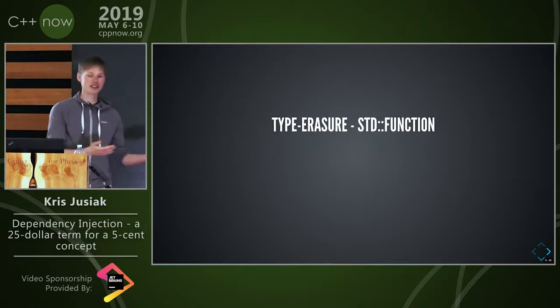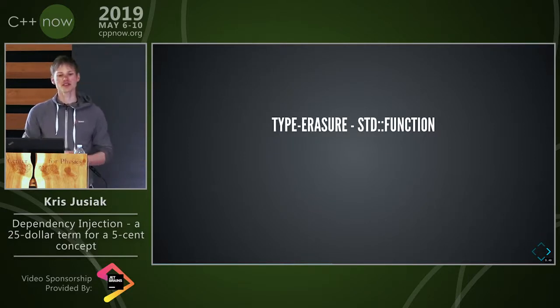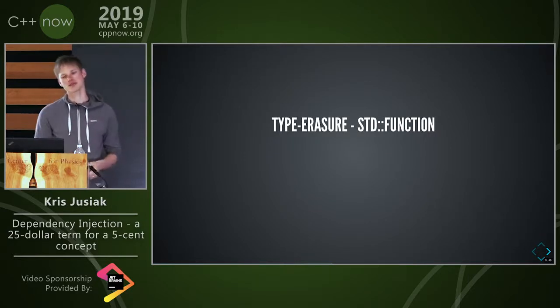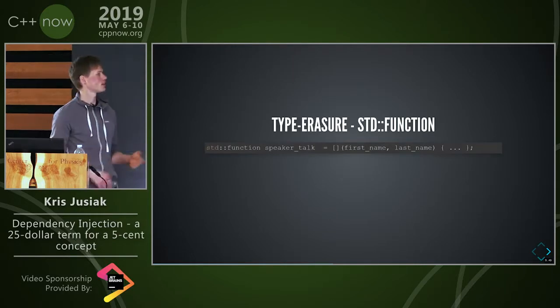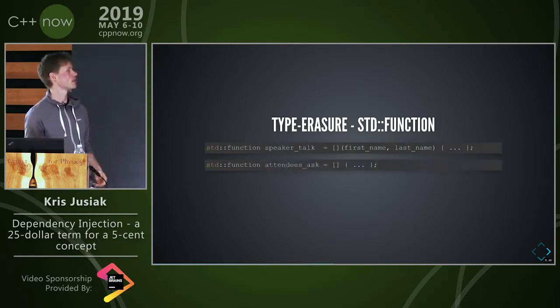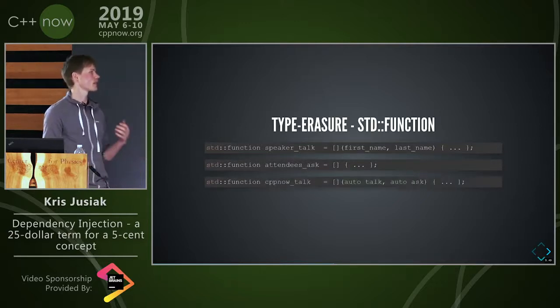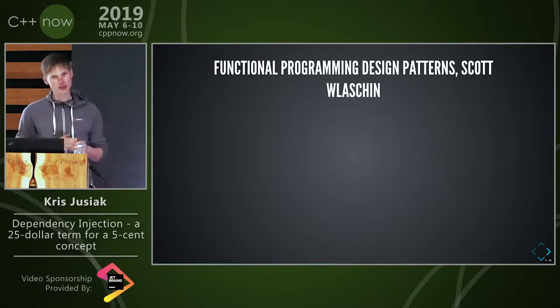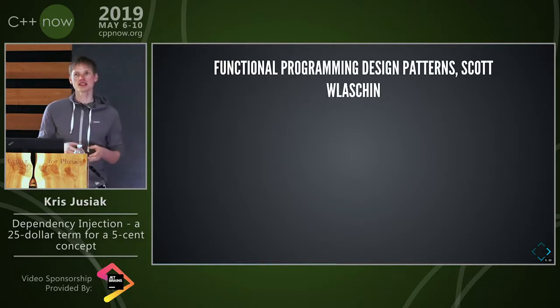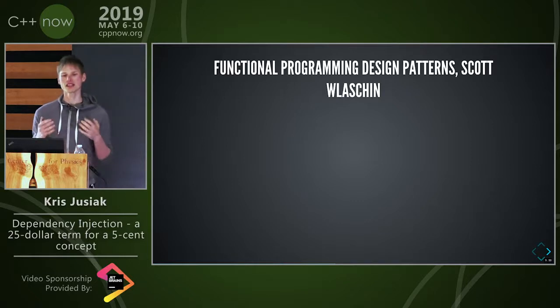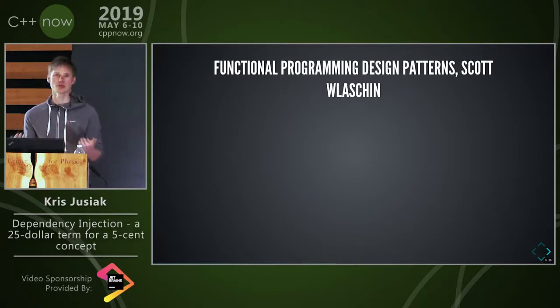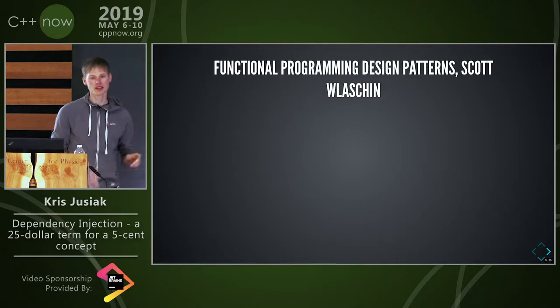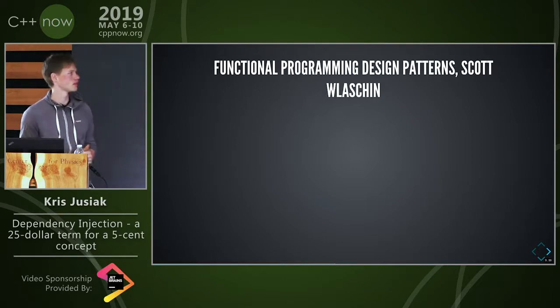The simplest way of using type erasure in C++ would be just std::function. And instead of having classes, we'll have just functions and lambdas. And it's basically the same idea. We have a function for the speaker talk. We have a function for the CppNow talk, and so on. So that's kind of a common theme as well, that DI is only object-oriented related, but that's not true. We can use DI with functions. We can use DI with templates, and we'll take a look into that as well. Just to remember that it's not always true.